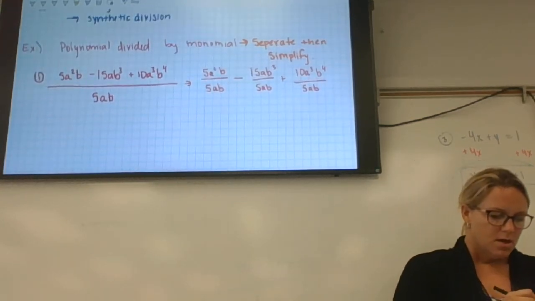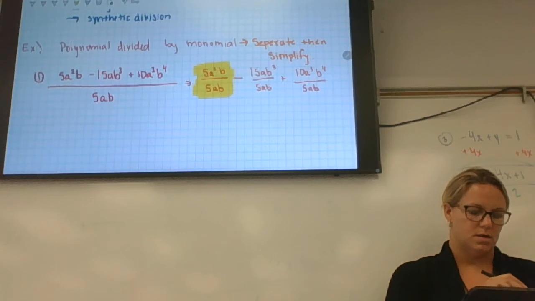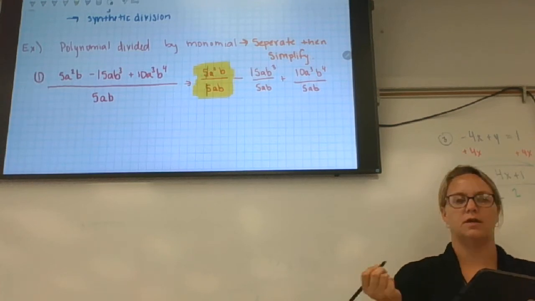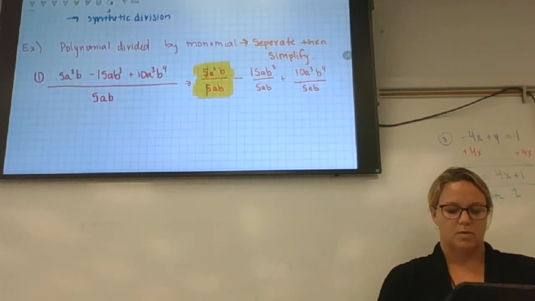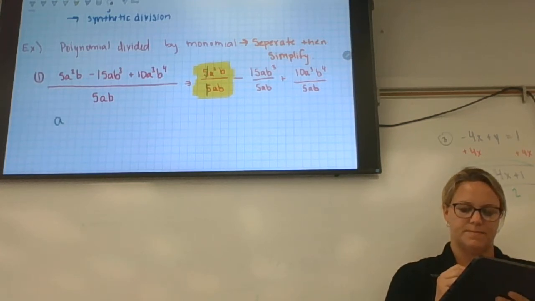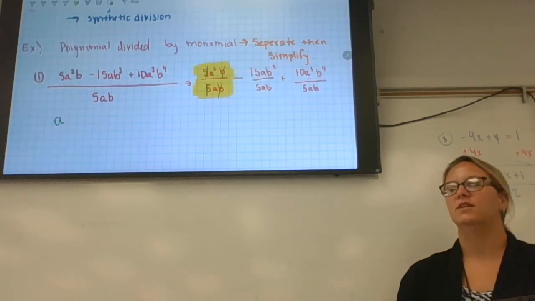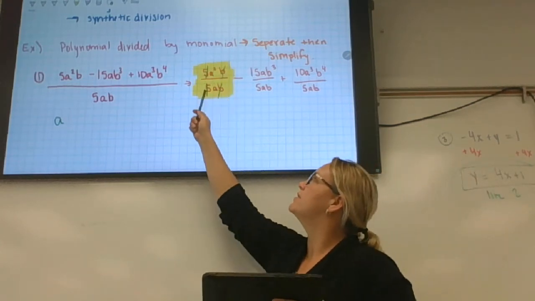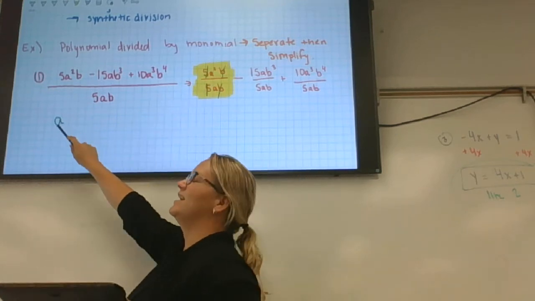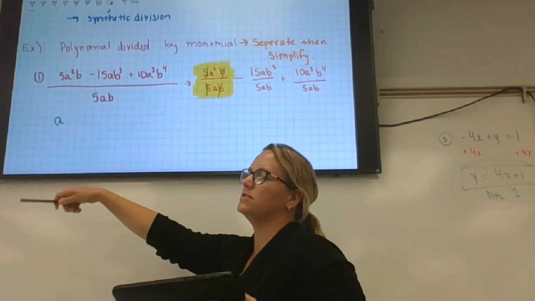Separate it. And so we're making 3 separate fractions. Each term of the polynomial goes over the monomial. And then you break them down step by step. Very similar to simplifying like we've been working on. So in the first part here, the 5's would cancel. We've got a squared over a, so that'll leave just an a on top. And the b's cancel. So this first little guy reduces to just a.